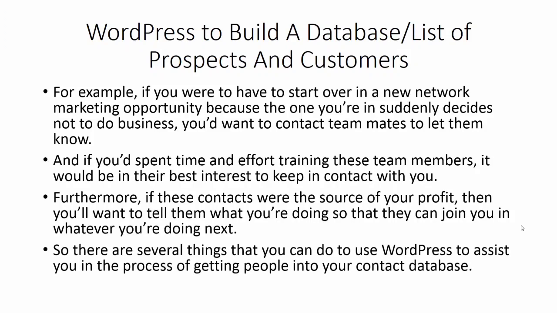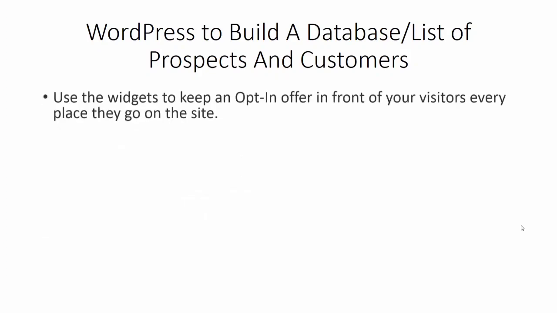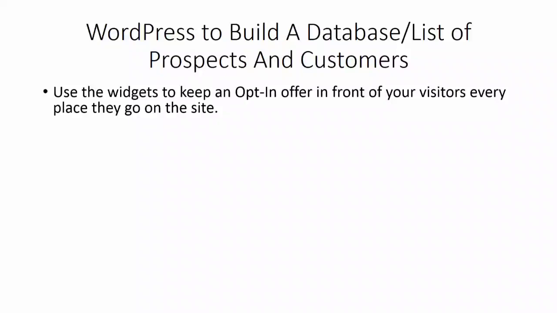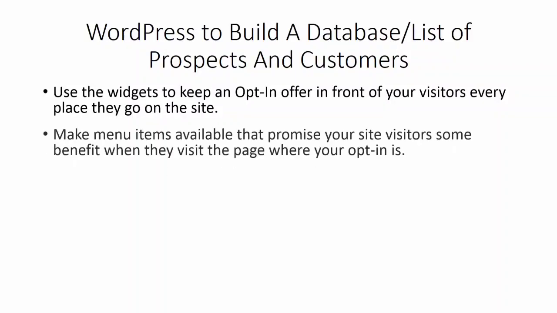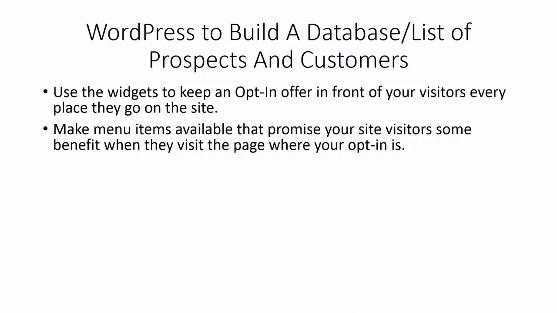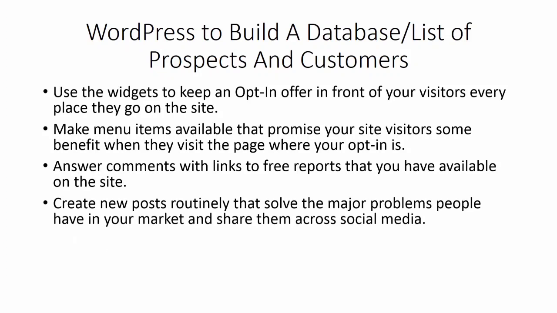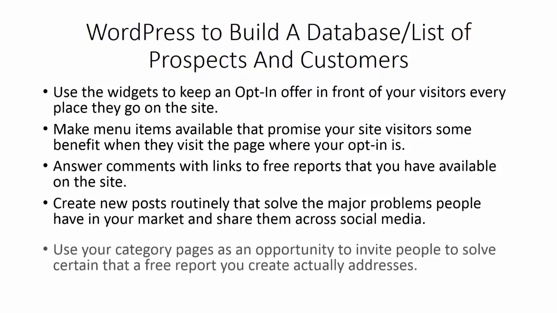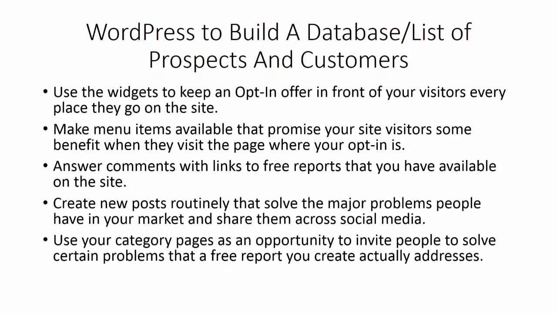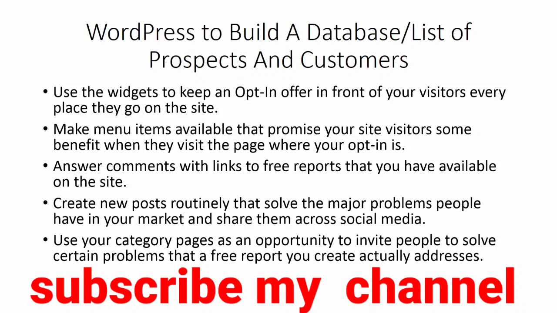So there are several things that you can do to use WordPress to assist you in the process of getting people into your contact database. Use widgets to keep an opt-in offer in front of your visitors every place they go on the site. Make menu items available that promise your site visitors some benefit when they visit the page where your opt-in is. Answer comments with links to free reports that you have available on the site. Create new posts routinely that solve major problems people have in your market and share them across social media. And finally, use your category pages as an opportunity to invite people to solve certain problems that a free report that you create actually addresses.